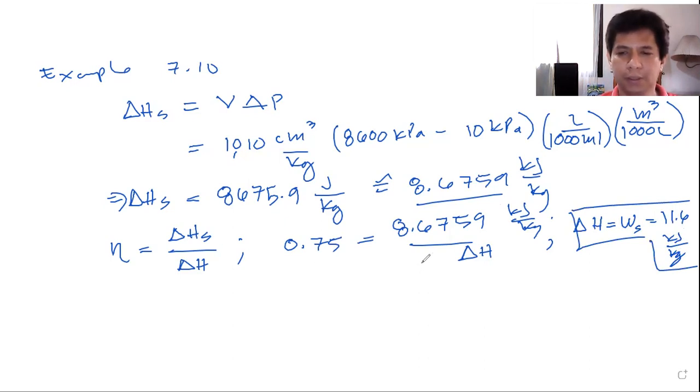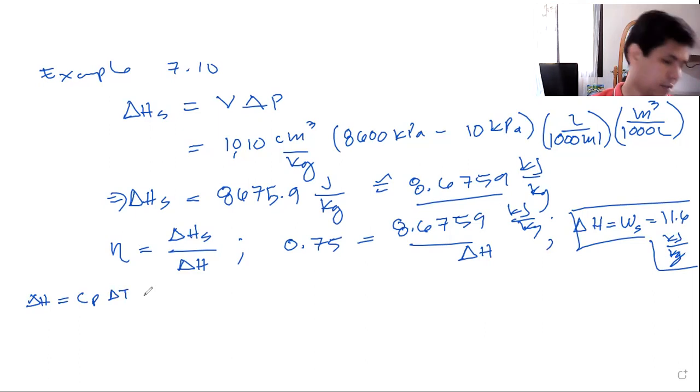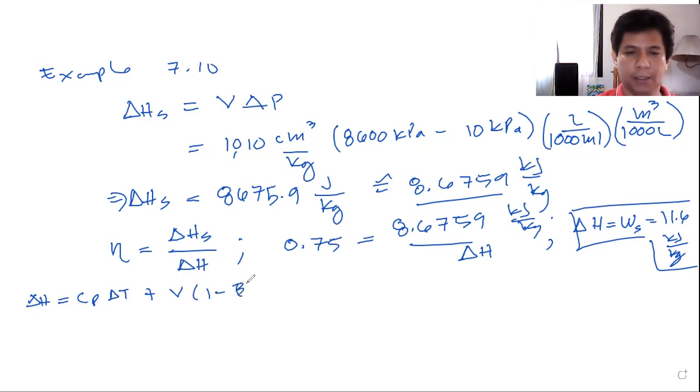Now, the next question is, you need to calculate the delta T. So, remember our equation that delta H is equal to Cp delta T plus V(1 minus beta T) times delta P. The delta H here is the actual. The one you calculated first was delta HS, remember, isentropic, this 8.675. This is the actual delta H. So just substitute the value.